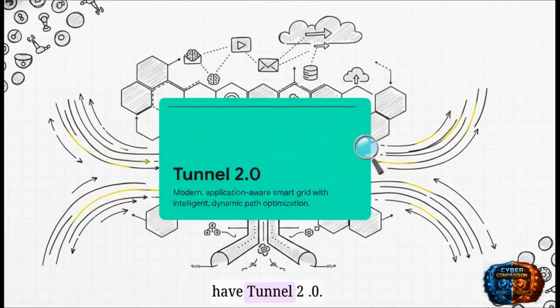And then we have Tunnel 2.0. You can think of this one as the software-defined smart grid. Instead of just blindly sending packets down a highway, Tunnel 2.0 totally changes the game. It brings in application awareness, highly intelligent tunnel management, and dynamic path optimization. This is a massive leap from traditional networking over to modern, software-defined, cloud-native networking principles. It is built from the ground up to be insanely scalable and totally automation-friendly.